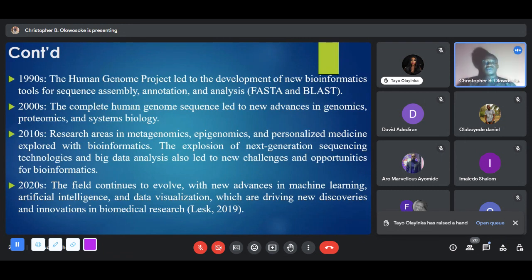So as this is advancing, new technologies are also unfolding, and bioinformatics is becoming much more relevant. Big data analysis is being explored, but as this is unfolding, challenges and other opportunities are also unfolding with bioinformatics. So from 2020 to date, if you look at the trend of things now, you are going to discover that technologies like AI are being explored for research that is relevant to biomedical research. For instance, machine learning. In this era, we don't need to conduct wet lab analysis before we can understand how biological information is transformed, transferred, or expressed in a system. So with AI, machine learning, artificial intelligence, and data visualization, we're able to understand new discoveries, innovation, and development of drugs that are relevant for biomedical research.